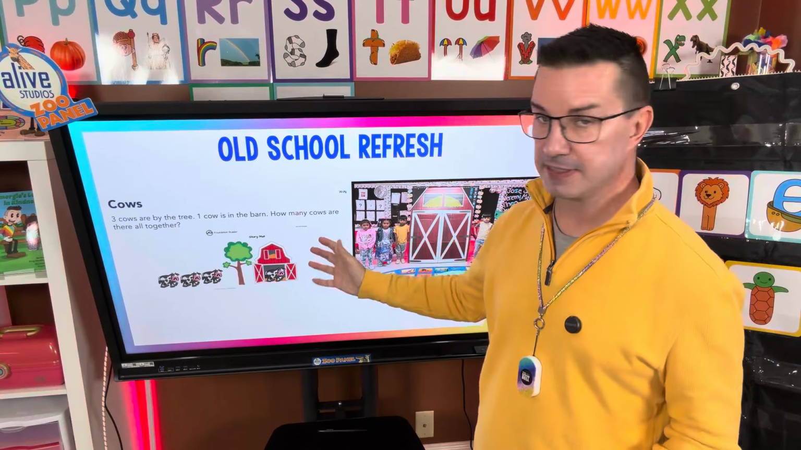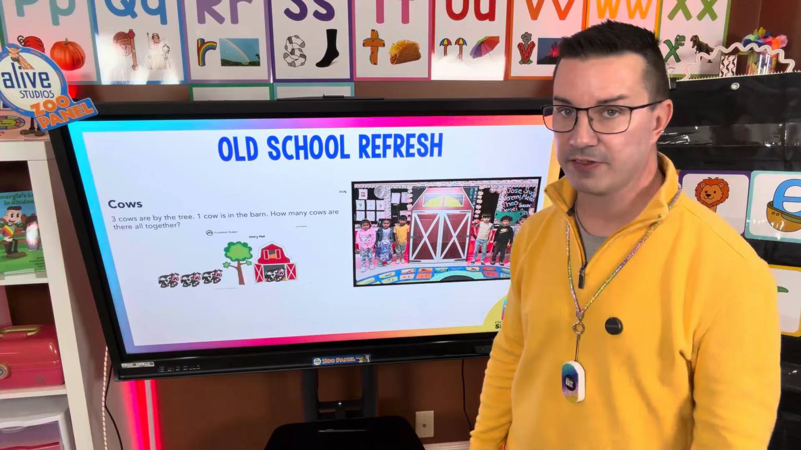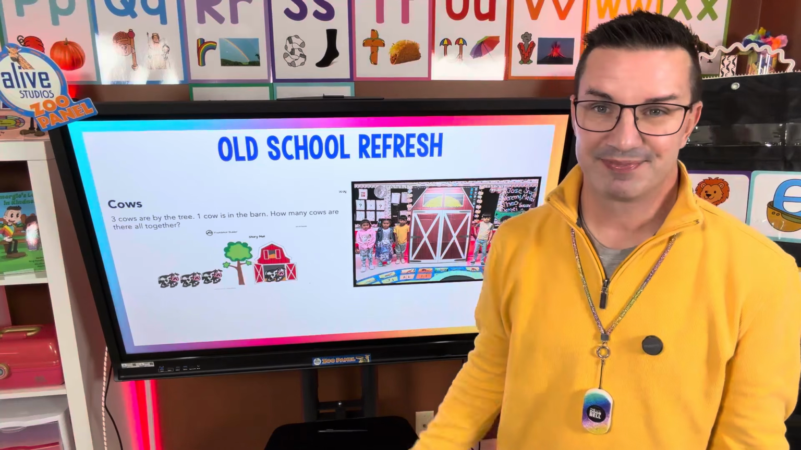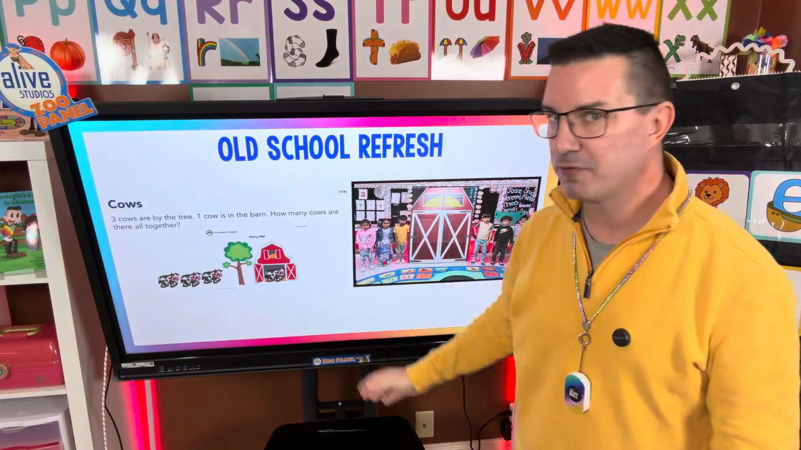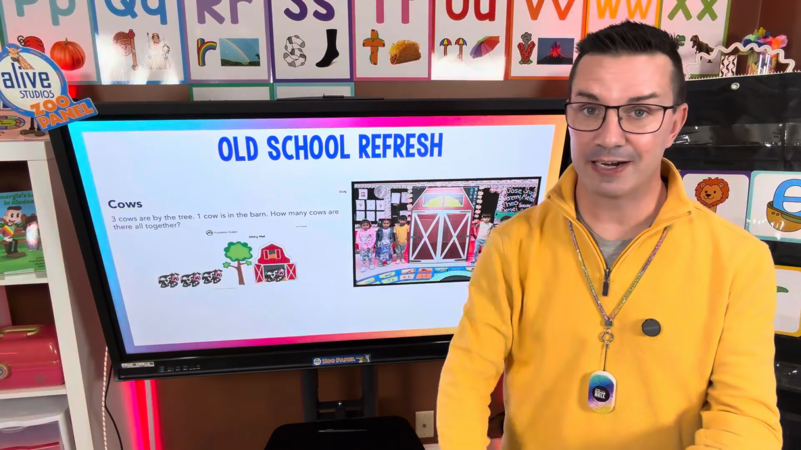Here's the lesson. This is it. 3 cows are by the tree, 1 cow's in the barn. How many cows are there all together? Right? We're talking about adding. Yeah, we can look at that and be like, okay, there are 4 cows. Not engaging, not interactive, not helping the kids learn.